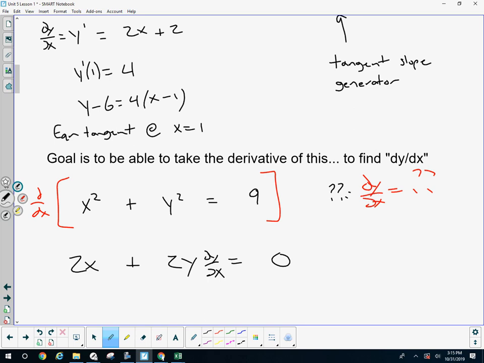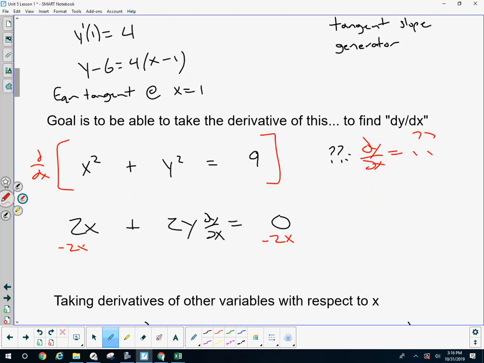But again, I want a tangent slope generator. I want dy dx to be equal to something. Discuss, converse, think. How can I get dy dx equals something? What should I do? Exactly right. Use your friend algebra to move stuff to get dy dx by itself.